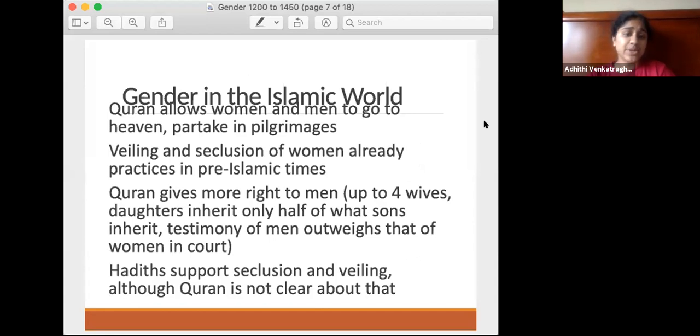And gender in the Islamic world. The Quran allowed men and women to go to heaven and partake in pilgrimages, and veiling and seclusion of women were already practiced in pre-Islamic times. And so the Quran just gave more rights to men: up to four wives, and daughters only inherit half.